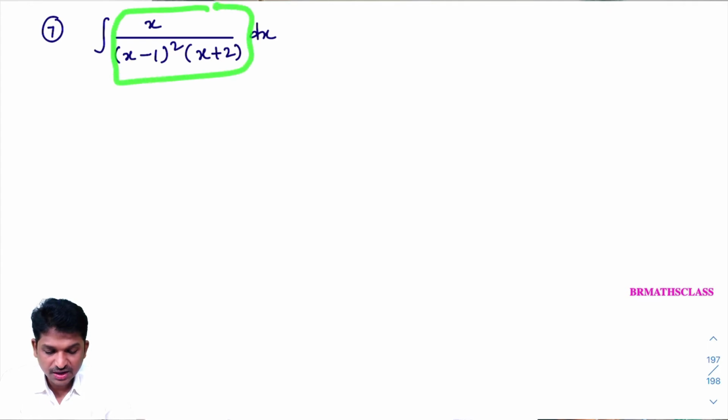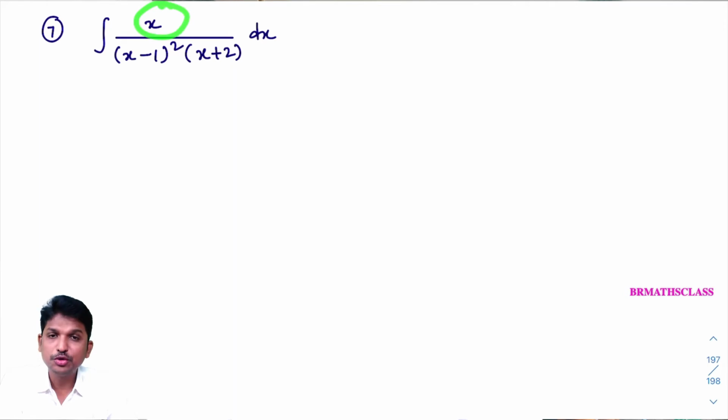First you observe whether it is a proper rational function or not. What is the degree of numerator? Degree of numerator is 1. What is the degree of denominator? After expanding and multiplying, you will get cube terms. So degree of denominator is 3. Degree of numerator is less than degree of denominator. It is a proper rational function.